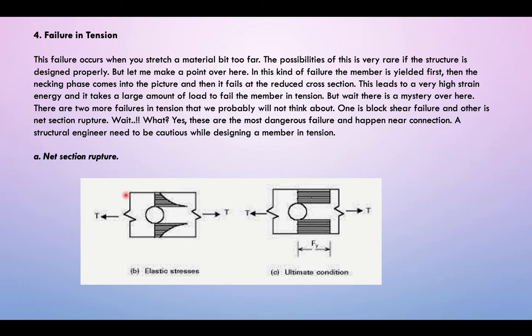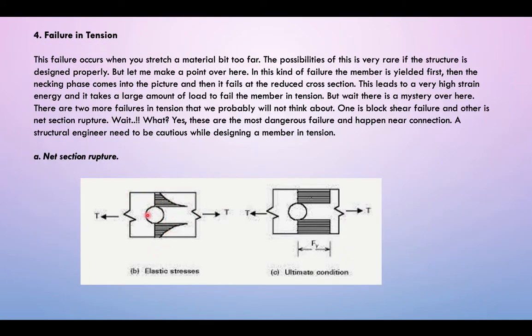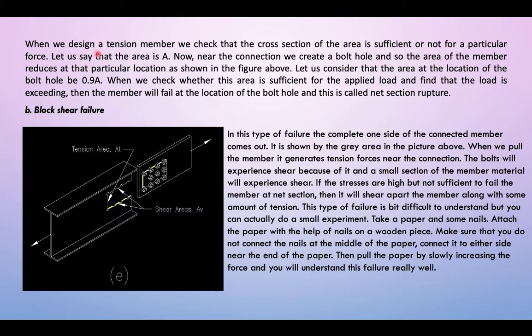The figure is showing elastic stresses and plastic stresses in the net section. When we design a tension member, we check whether the cross-sectional area is sufficient for the particular force. Let's say the area is A. Now at the connection, we create a bolt hole, as shown in the figure, so the area of the member is reduced at that location. Let's consider the area at the bolt hole location to be 0.9 A. We can check that the area is sufficient. If the applied load exceeds it, the member will fail at the location of the bolt hole, which is called a net section rupture.